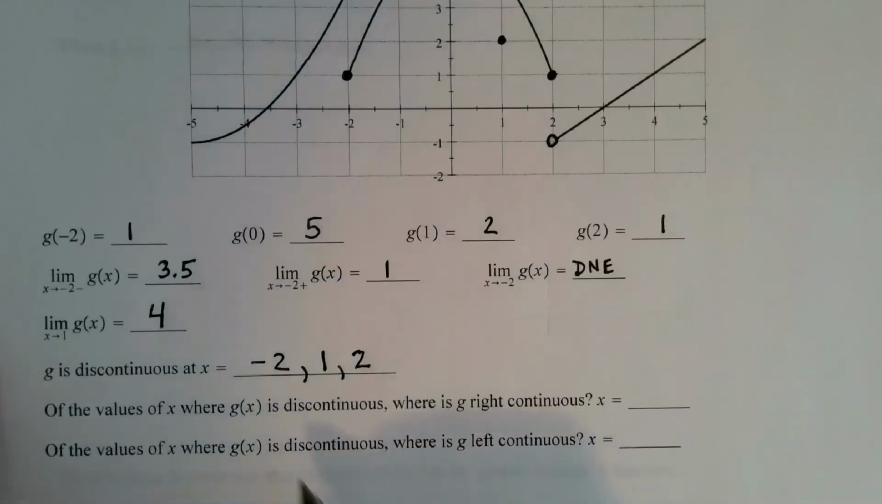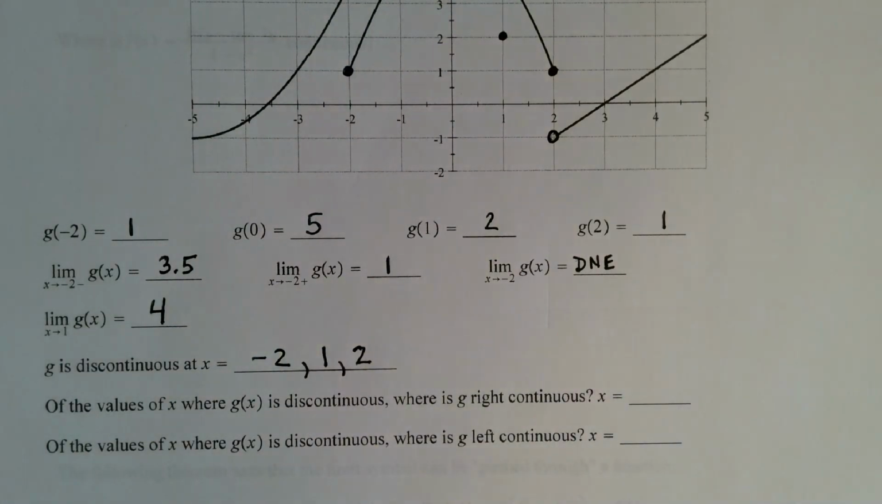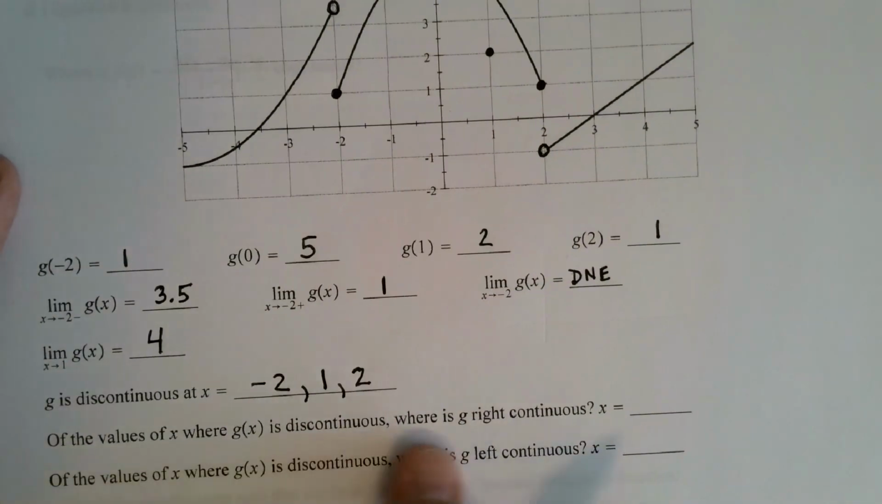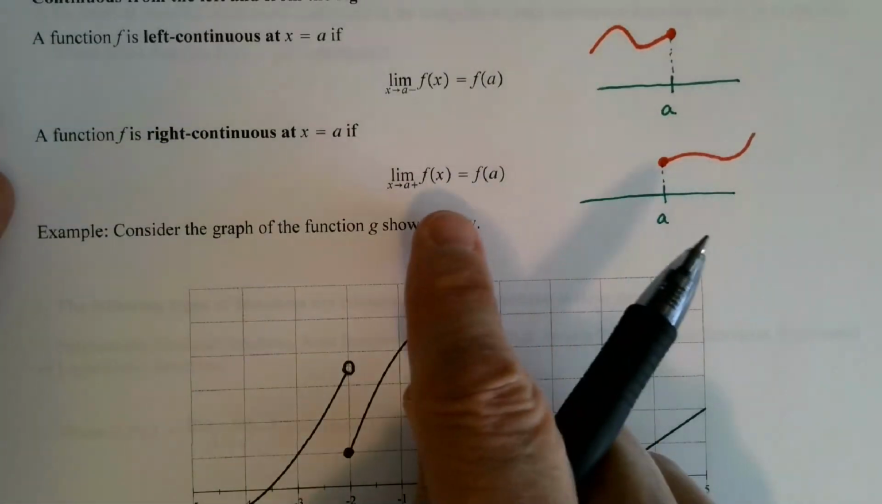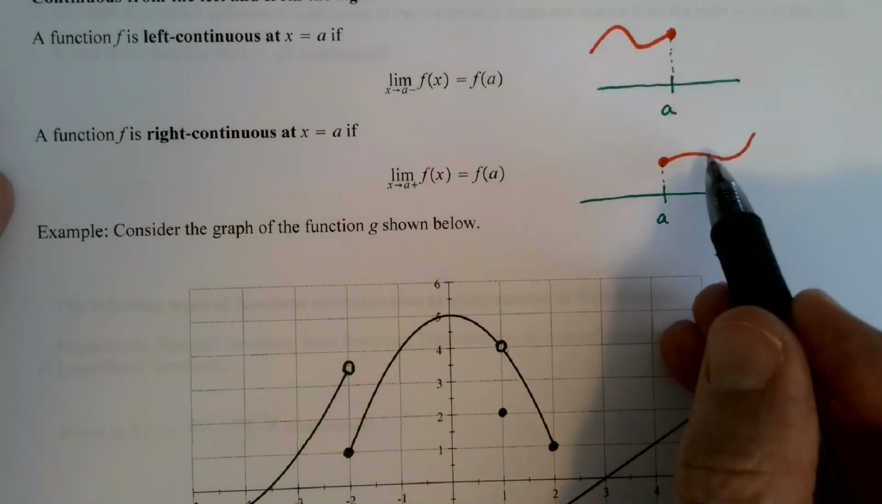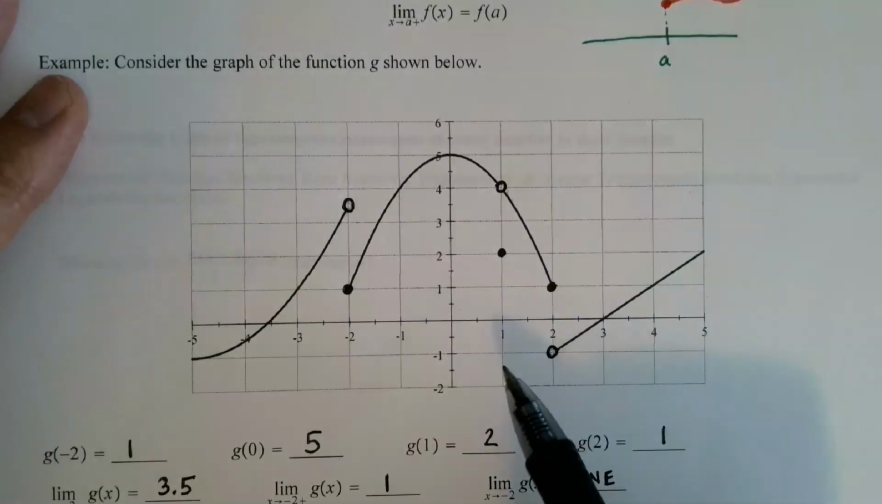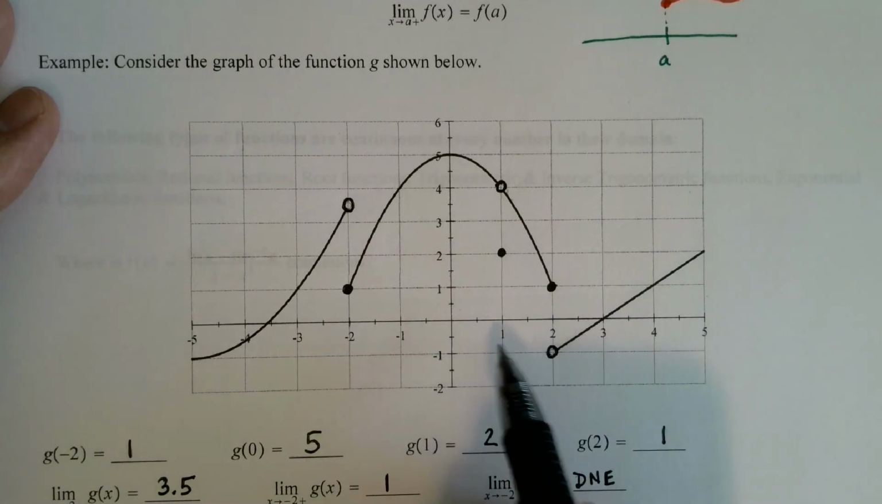So the only question is, it's discontinuous at -2, 1, and 2. Can it be right continuous or left continuous at one of these points? It may be. We need to check. So let's see. Are we right continuous at any of these 3 points? Remember what right continuous looks like. Right continuous, right? We're approaching from the positive side, so we're coming from the right to the point. At -2, 1, or 2.